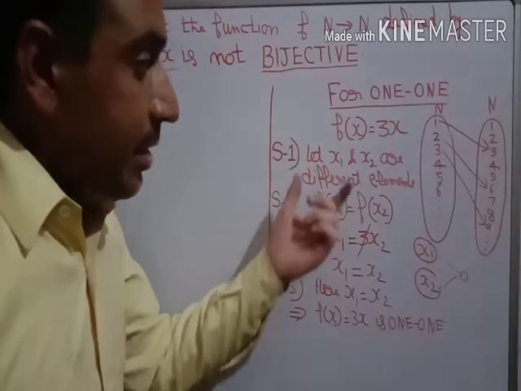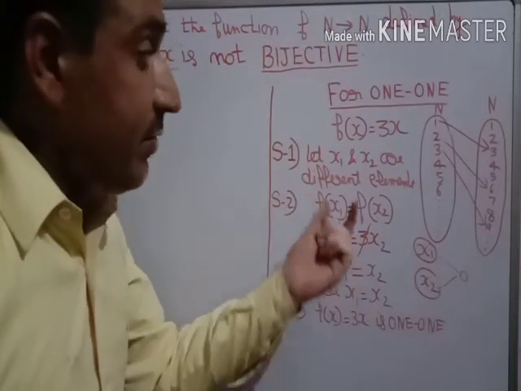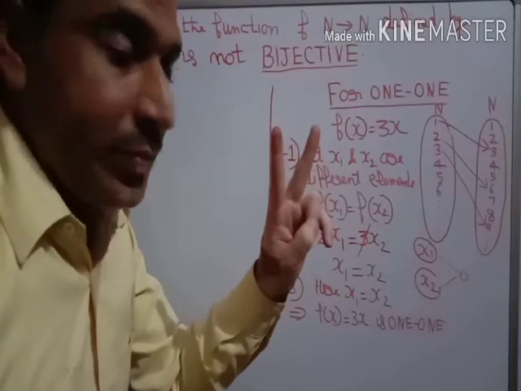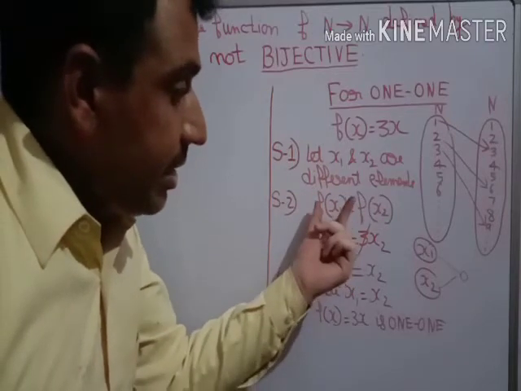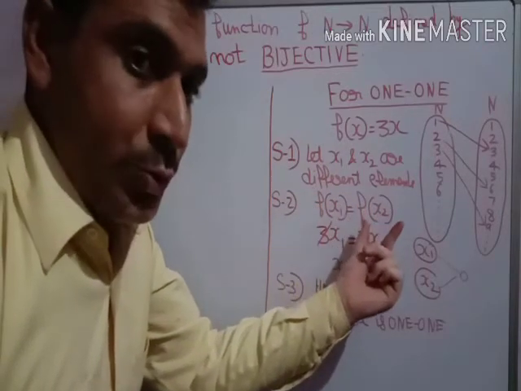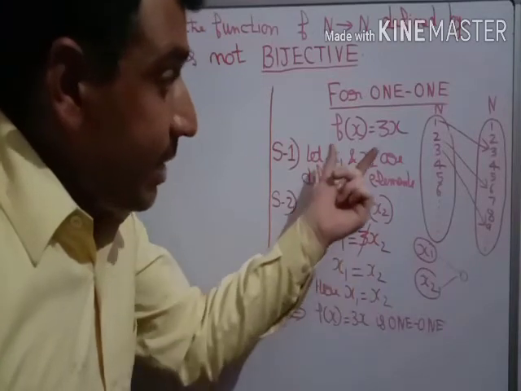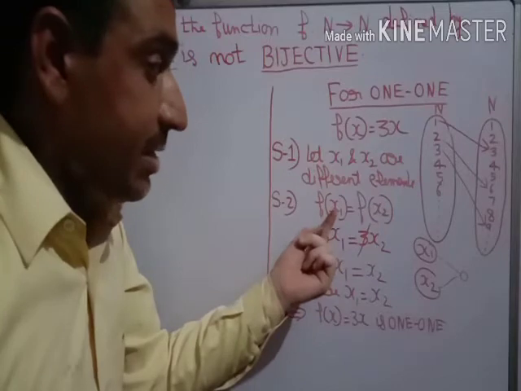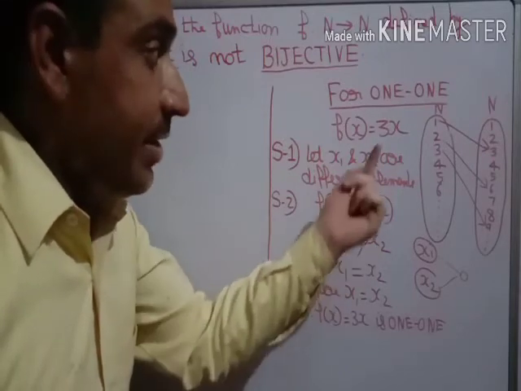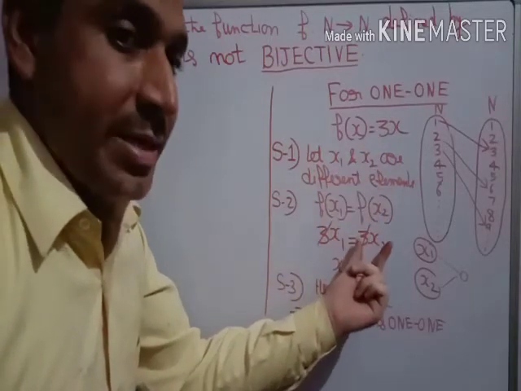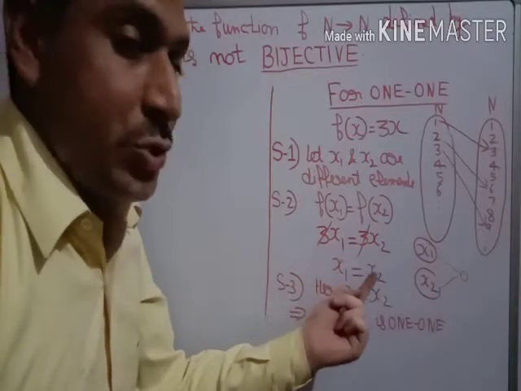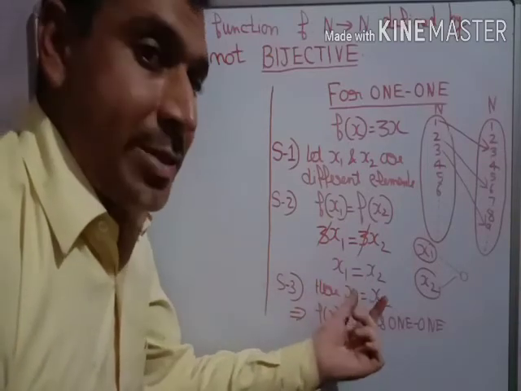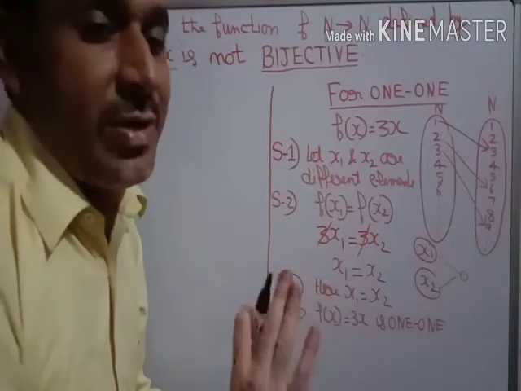Once again, in this algorithm, very first we have taken this assumption: x1 and x2 are arbitrary elements, and we have taken f of x1 equals f of x2, and I have applied this function, that is f of x equals 3x. If I replace x with x1, I get 3x1. If I replace x with x2, I will get 3x2. 3 cancels, x1 equals x2. When at the end of this algorithm we get x1 equals x2, then the function is 1-1.